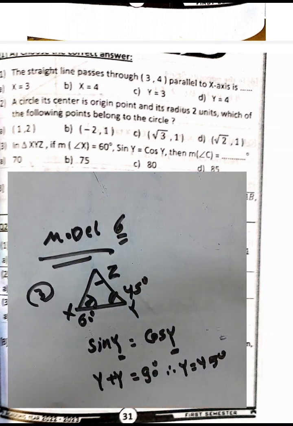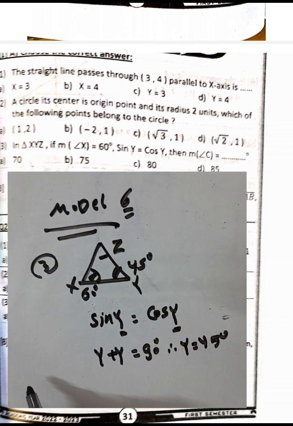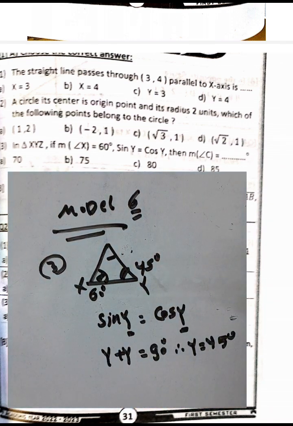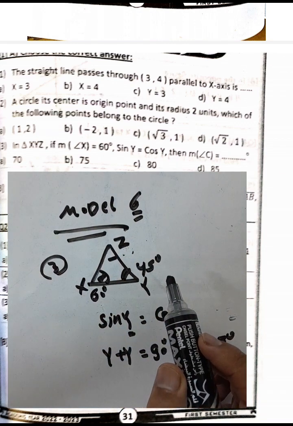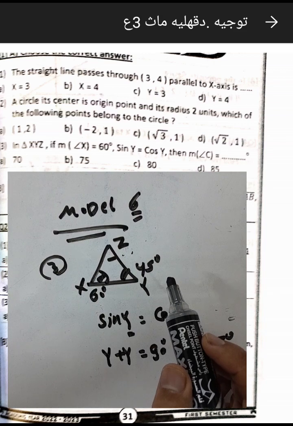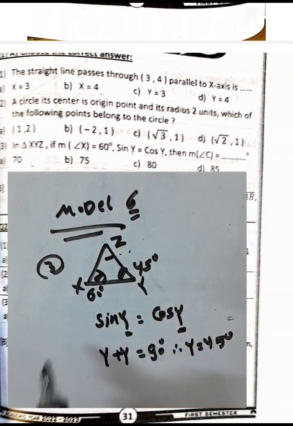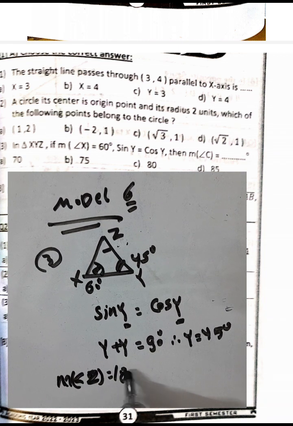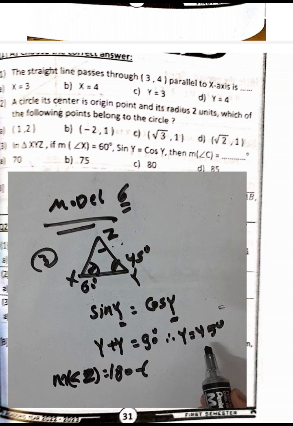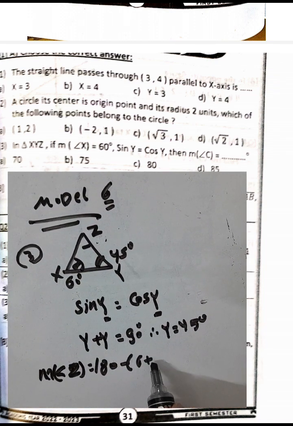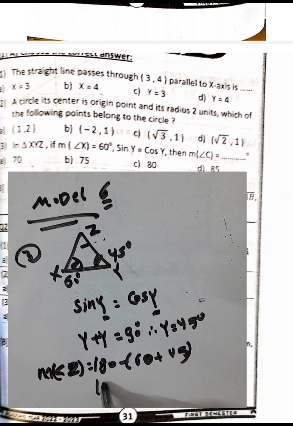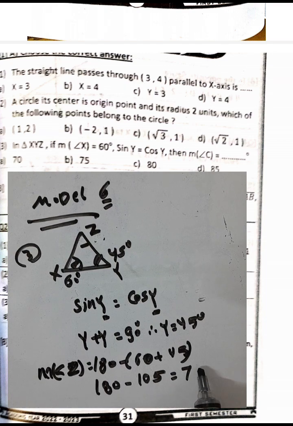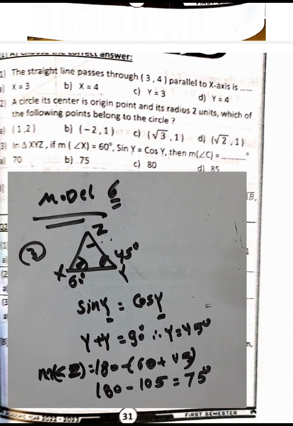Then you can find the measure of angle Z. We have X, Y, Z. You must change this letter C and write Z. We want to find the measure of angle Z. The measure of angle Z equals 180 subtract the sum of 60 and 45. 60 plus 45 equals 105. The difference between them is 75 degrees. Choose letter B.